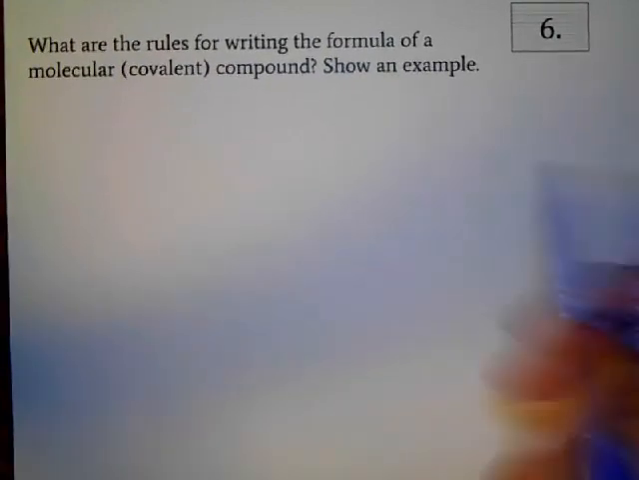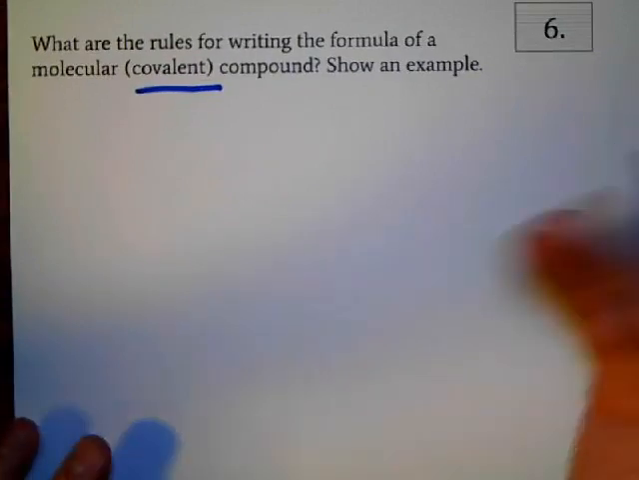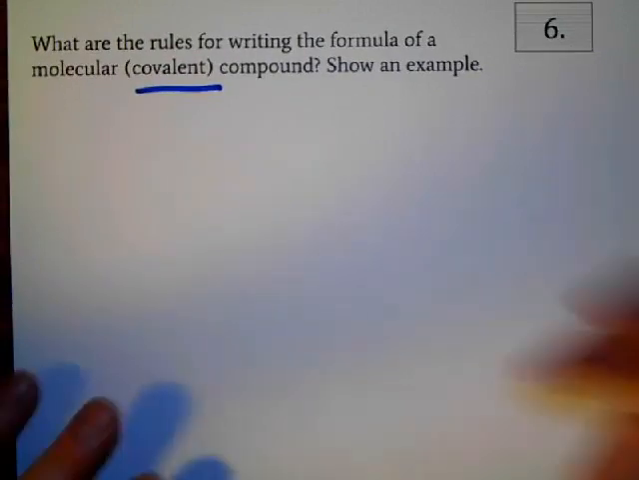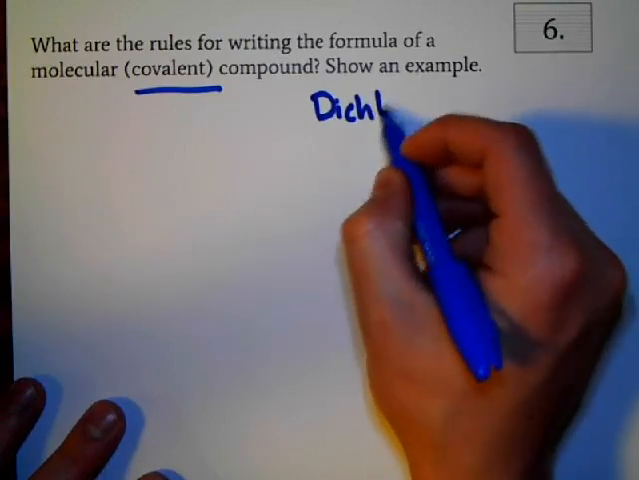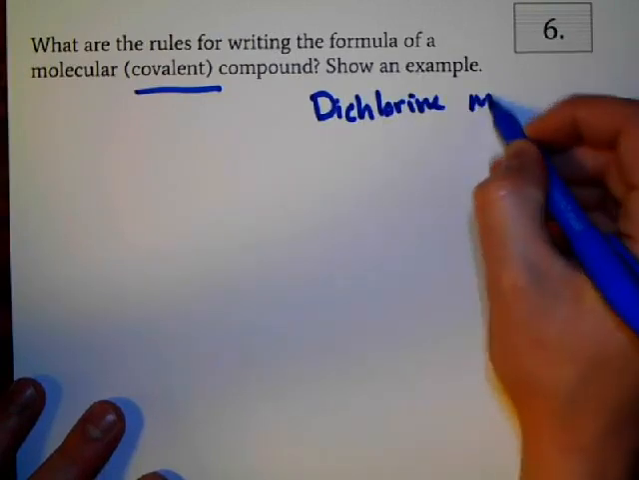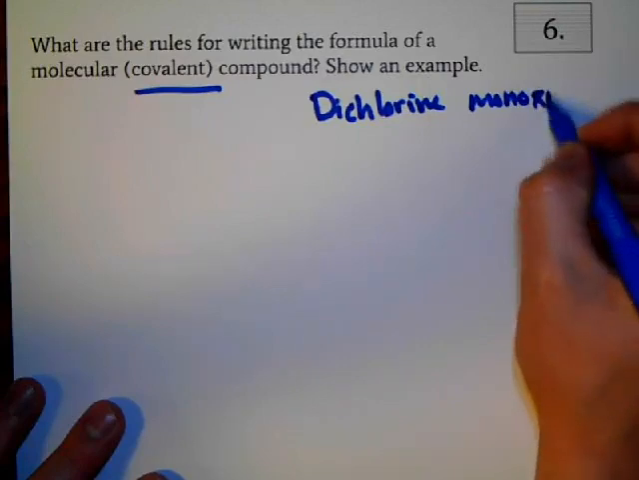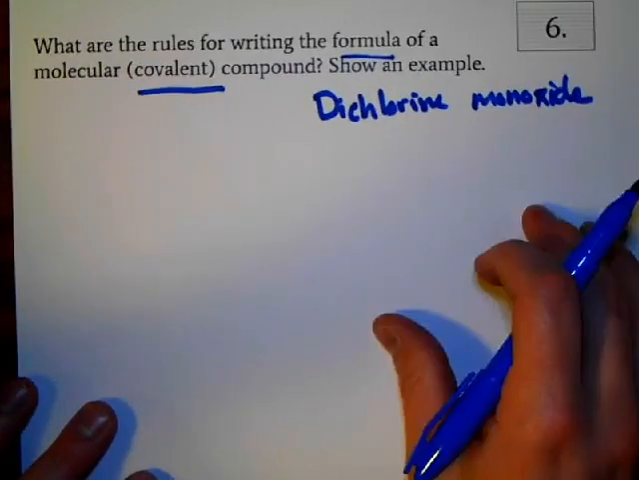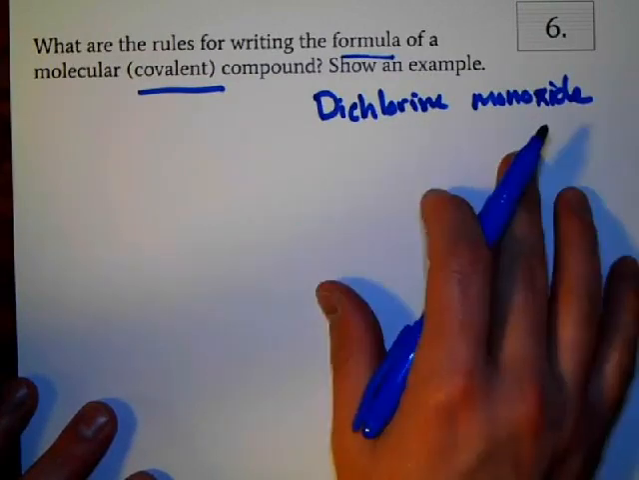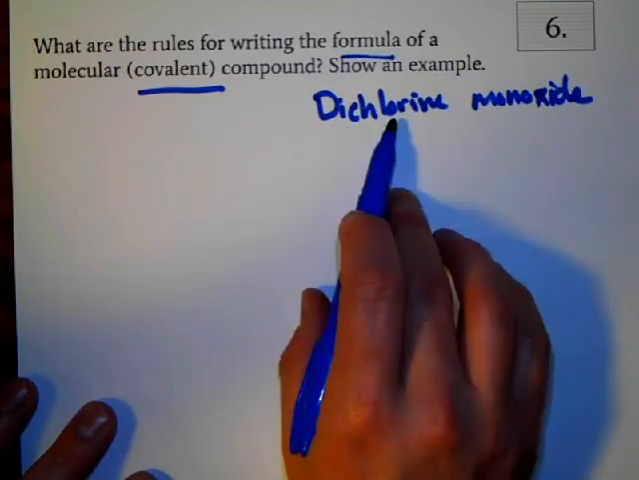So this one becomes very simple because with covalent compounds, the prefixes tell me exactly how many atoms I'm going to need. So if my first formula is dichlorine monoxide and I wanted to write the formula for this, it's very simple. You just use the prefixes and you write the element's name. Again, the prefixes go with the element.